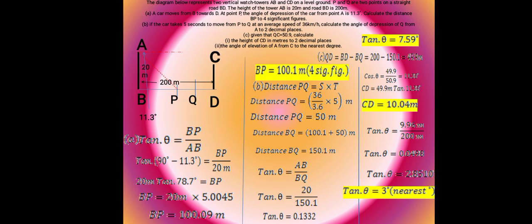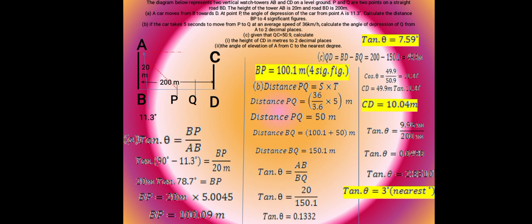Now tan theta, how do we get it? We subtract 11.3 from 19, so we get that tan theta is 78.7. AB we know it is 20 meters. That's the height of the tower.